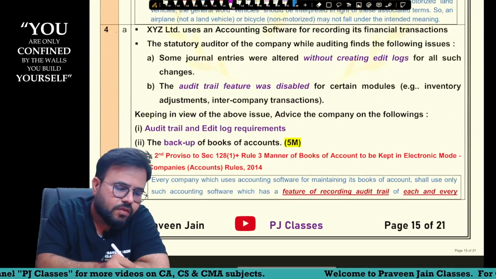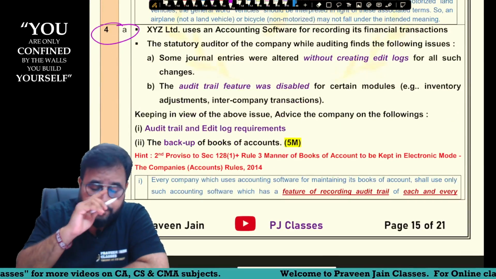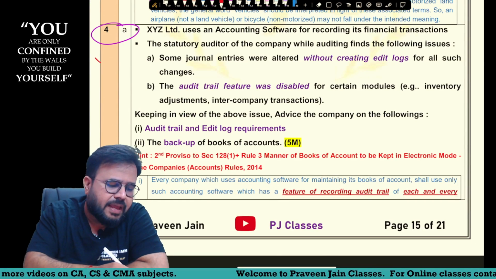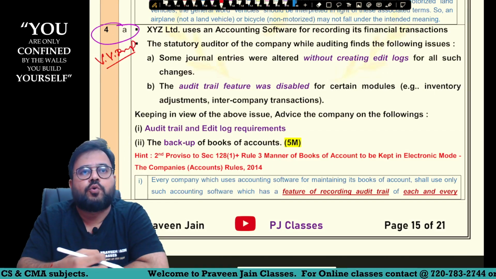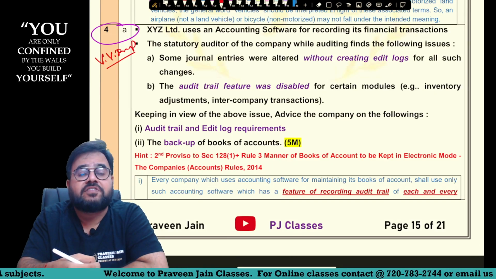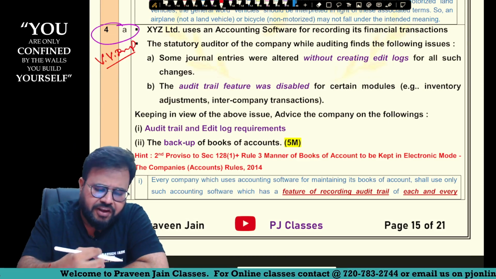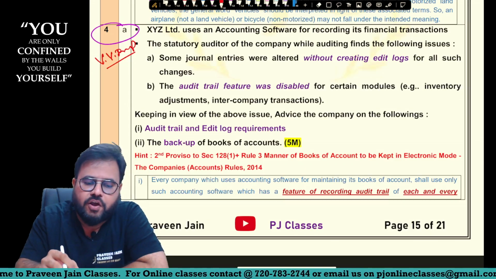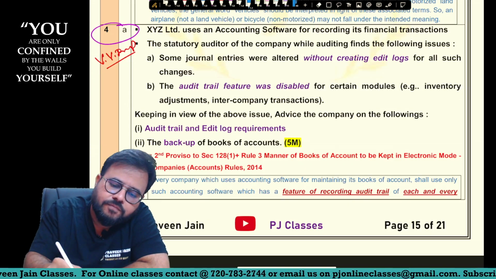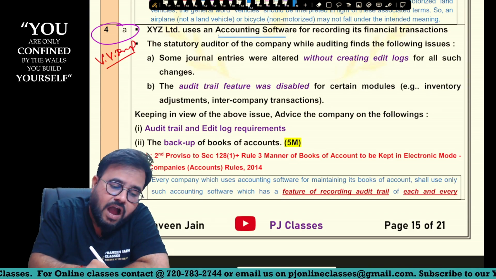Anyway, now 4A. Now this was a very important answer. When we were discussing in the class itself, I told you in the accounts of company, sir, provisions relating to audit trail, etc. Very important it was. XYZ uses an accounting software for recording its financial transactions. So can I say accounting software?